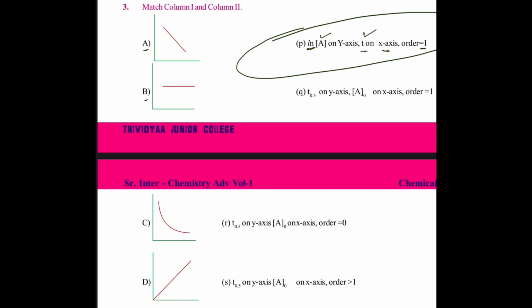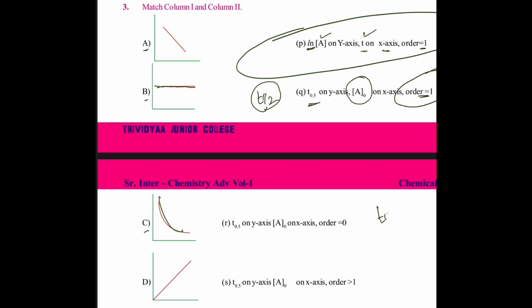Then B, you see, it is constant. It is not changing with time. So order 1 and T half. T half is independent of initial concentration. So A naught and T half, when you are taking, for first order it is not changing. It is constant. Then the C graph, you see, is gradually decreasing.